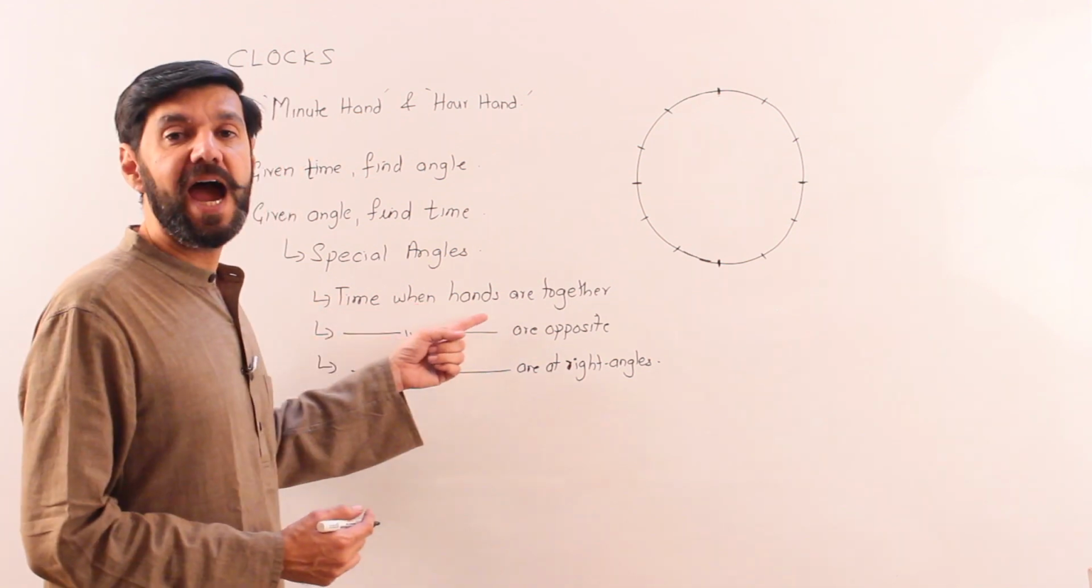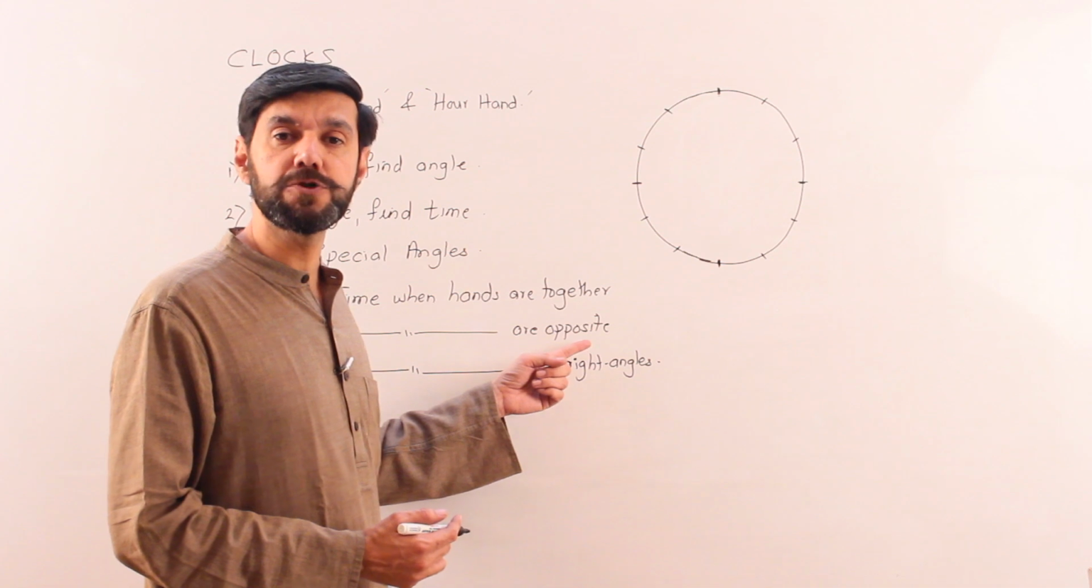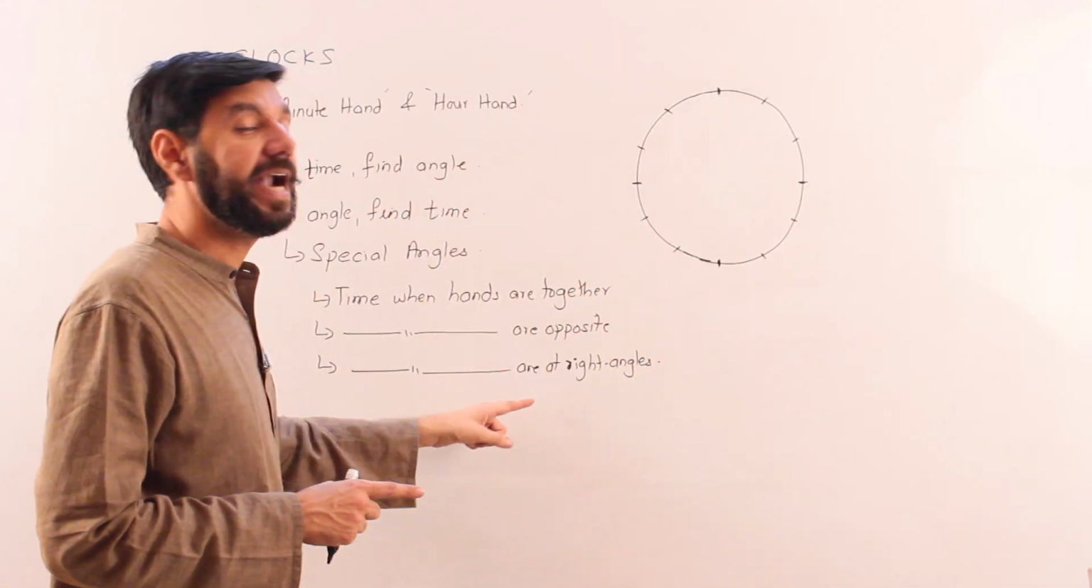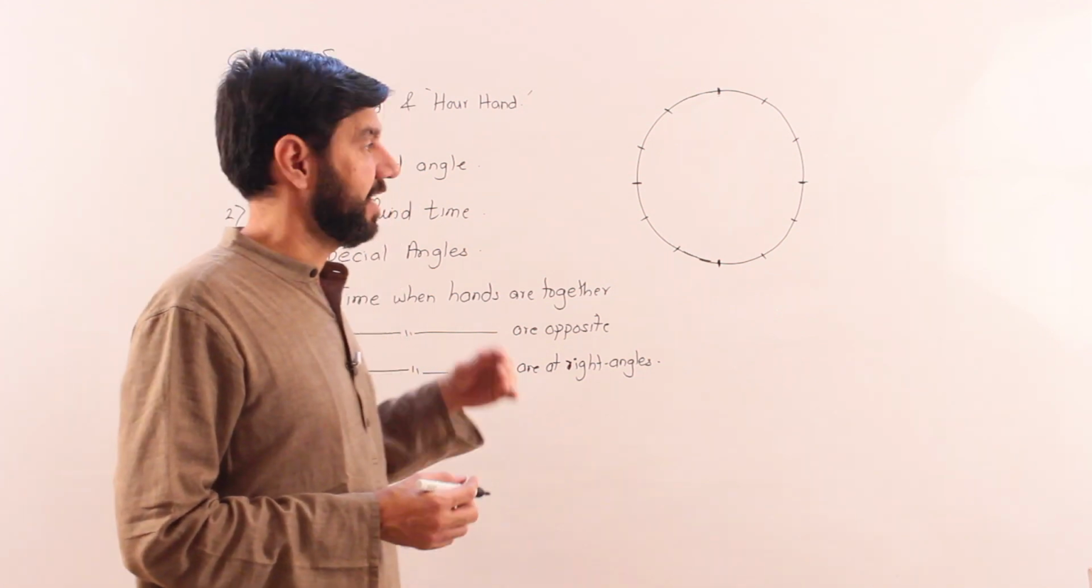At what time are the hands together? Together means angle is 0. What time are the hands opposite each other? Hands opposite each other means the angle would be 180. And hands are at right angles, that is, angle is 90 degrees.